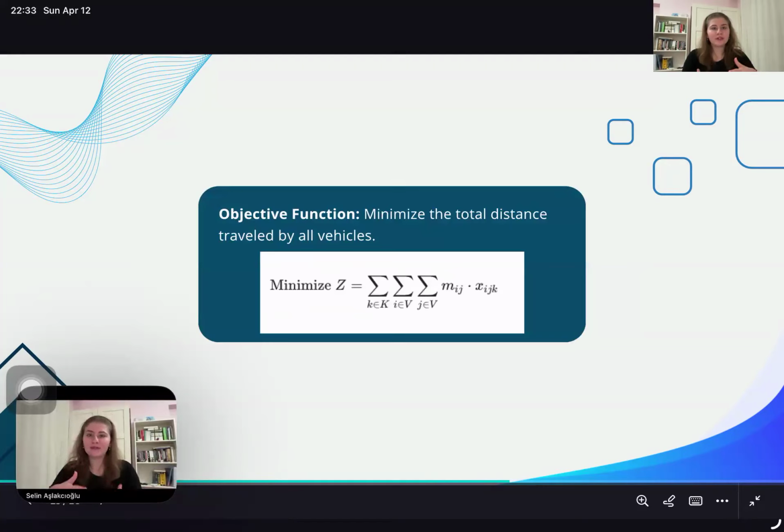So the objective function is minimizing the total distance traveled by all vehicles. Here you can see the equation. Here we multiply the distances by the decision variable.